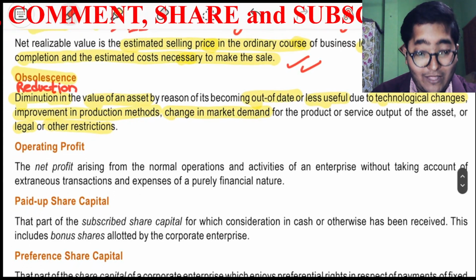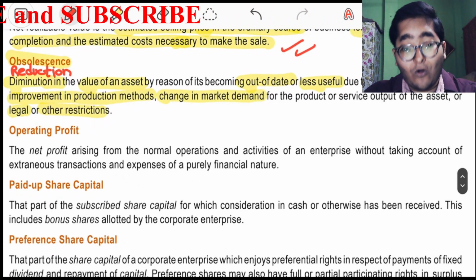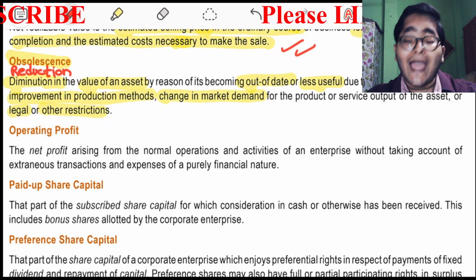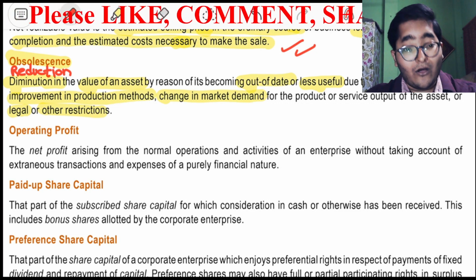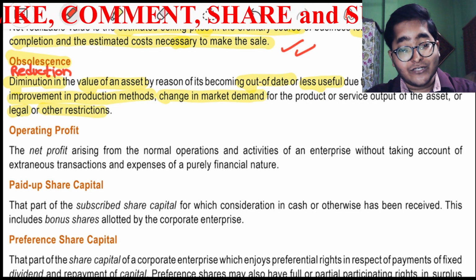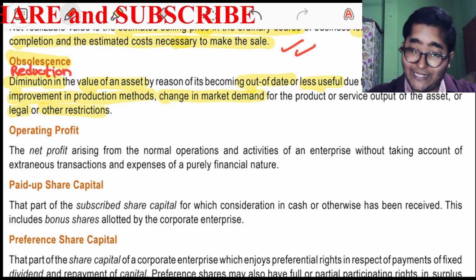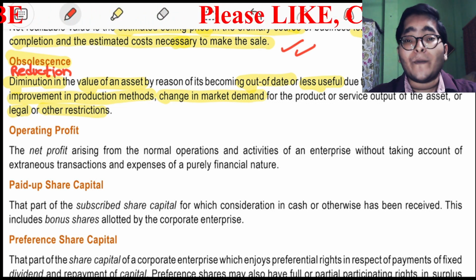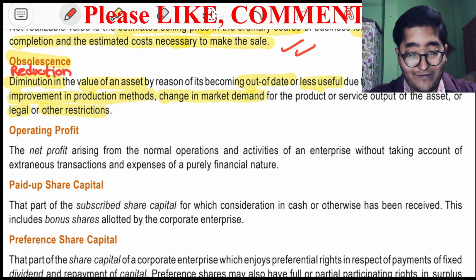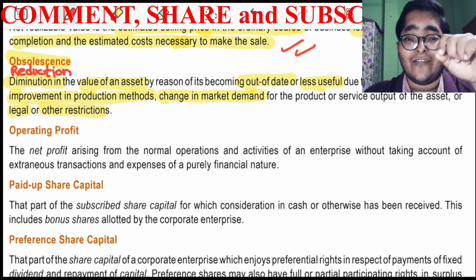Operating profit is the net profit arising from the normal operations and activities of an enterprise without taking account of extraneous transactions and expenses of a purely financial nature. So, what is operating profit? Operating profit is the net profit arising from normal operations and activities.